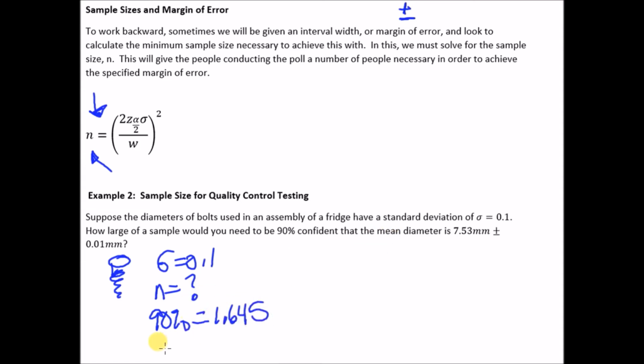That the mean diameter is, okay, so here's the interval, 7.53 plus or minus 0.01. So if we actually did 7.53 plus or minus 0.01, what that would equate to is 7.52 to 7.54.